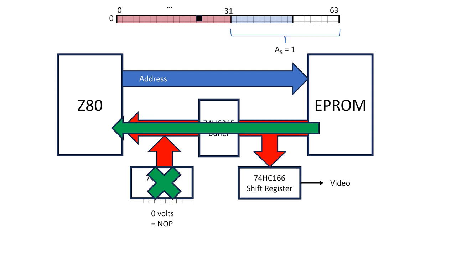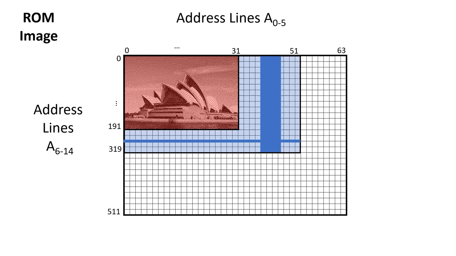Then, in the second half of the display, when A5 is set, we want to turn off the NOOP generator and enable the buffer which will transfer instructions from the EEPROM into the Z80. This means the EEPROM stores image data for the first half of the scan line, and it'll store code in the second half. But it's a little hard to see it from the circuit diagram, so let me show you in a bit more detail.